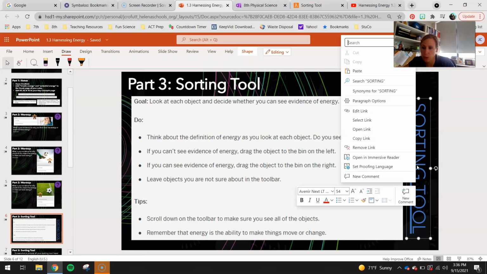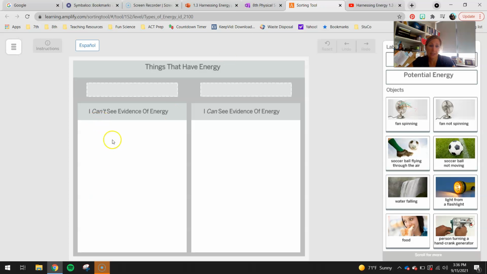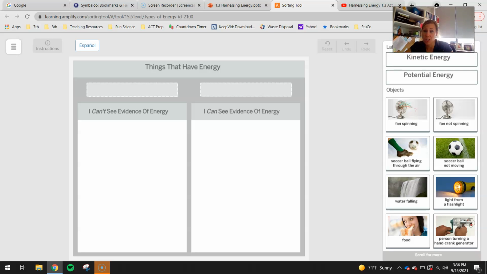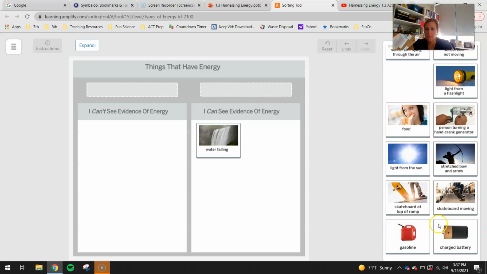So your link for this sorting tool is right here. You can right-click it and open link. You will need to log in through Clever. And then you can see here's the I can't see evidence of energy, so you don't see that object moving or changing. And over here, I can see the object moving or changing, so I can see the evidence. So sort through these objects over here, drag them to their appropriate bin. Like I can see water falling, so I can see it moving or changing, so I can see the evidence of energy. Okay, once you have sorted through everything, there's a scroll for more right here.